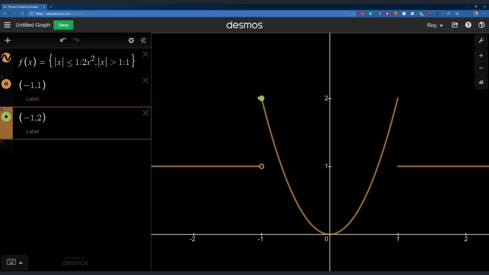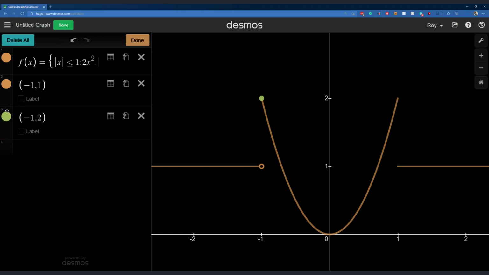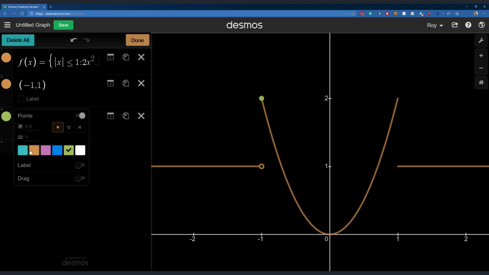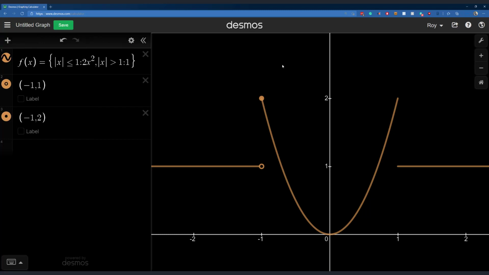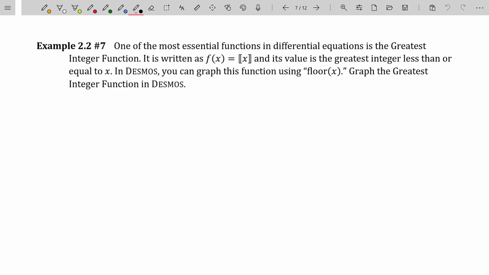For example, if I want a solid dot up at the top for that middle function there, at -1, 2, I would just go ahead and edit list. I'd probably create the same color here. It's already a solid dot and that's it. I'm done. So that's graphing piecewise defined functions and showcasing the open and closed circles. All right, hopefully that was pretty good for you. I'm glad that we actually were able to do that.